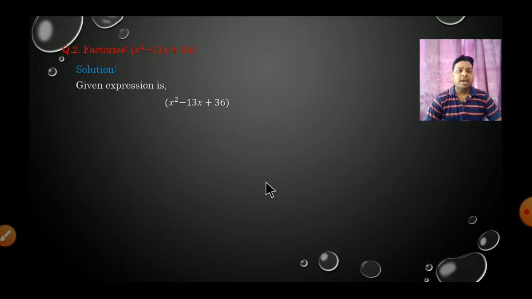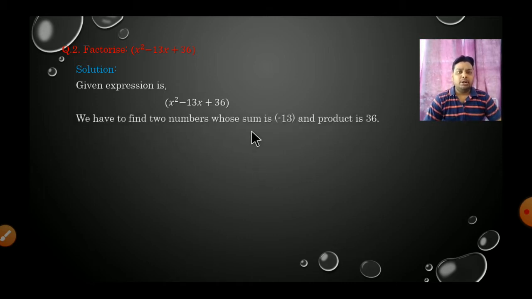Now we have to find two numbers whose sum is minus 13. We will see with the sign also. We will write the value with sign. So the sum will be minus 13 and the product will be 36. Then we have to find two numbers whose sum will be minus 13, and we have to take the product of 36, the prime factors of 36.